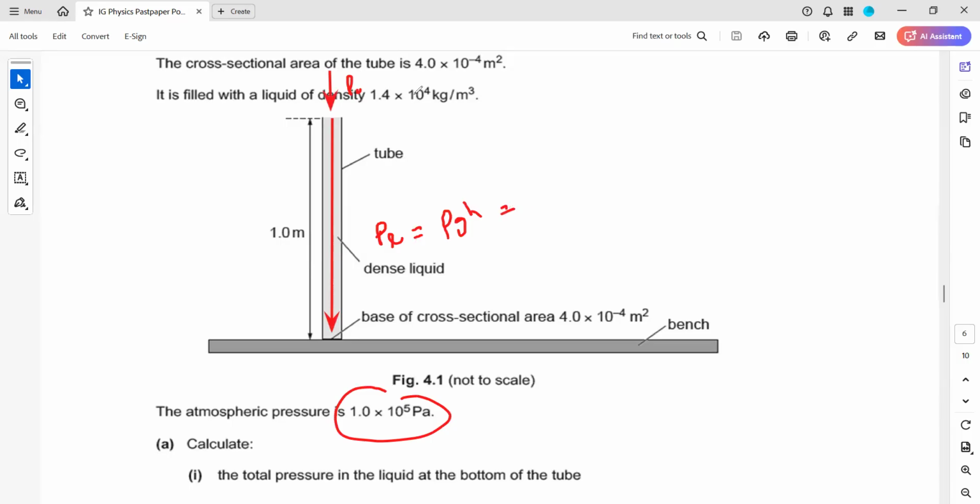Density is 1.4 × 10^4 for the liquid. The gravity is 9.8 and how deep? It is 1 meter. So we'll multiply by 1. This will give us the pressure of the liquid. What's the answer for pressure of liquid? 1.4 × 10^4 times 9.8.